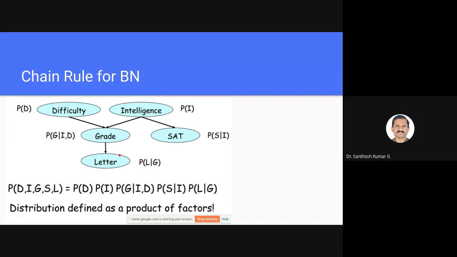Now you can apply whatever rules we have understood so far, whether it be marginalization or conditioning, etc. Can you prove this is a valid distribution? How can you prove that the student network, given by these five variables and this joint distribution, is a valid distribution? Any answers?